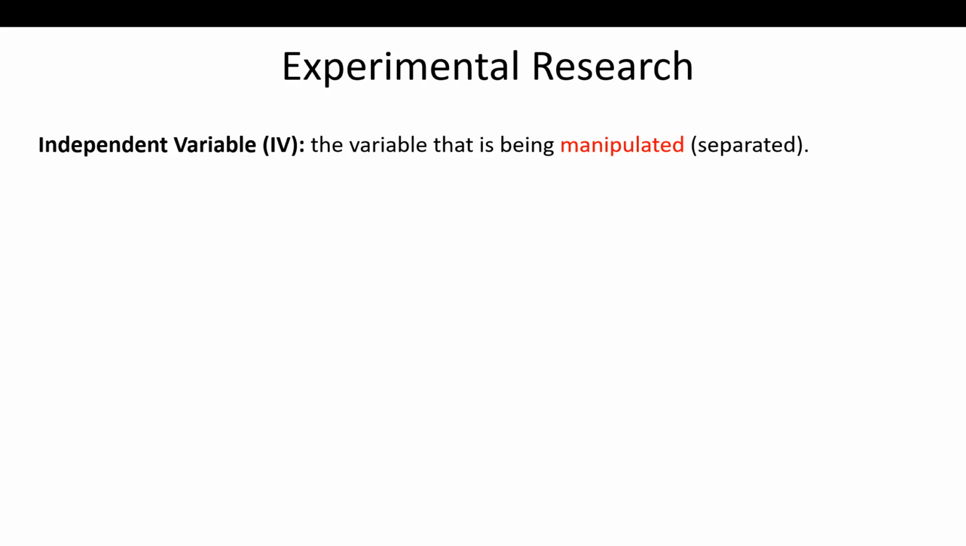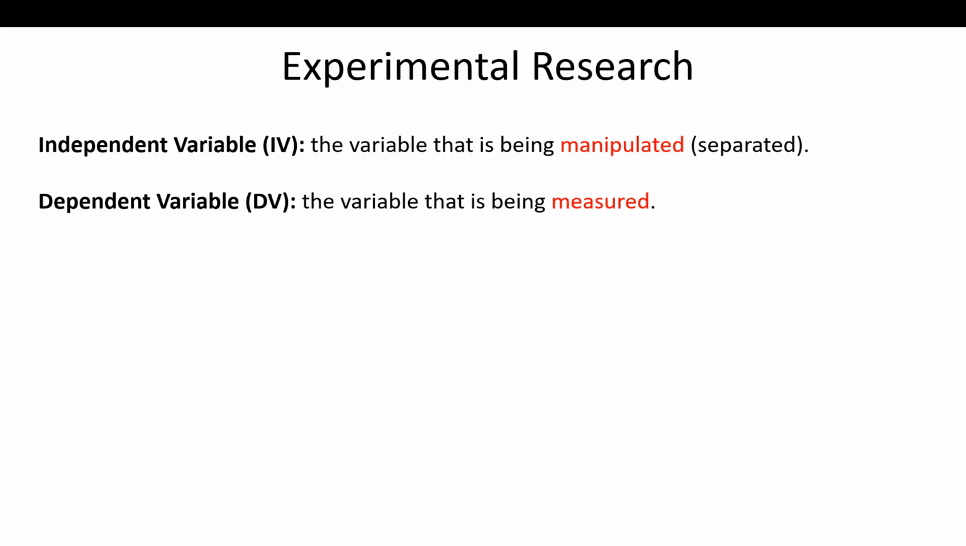And then after we have our hypothesis, we want to split our groups and manipulate our groups. And this is what we call an independent variable. An independent variable, or IV, is the variable that is being manipulated or controlled. And when we create these separate groups, we're doing so in order to test our variable of interest, which is the dependent variable. And the DV is the variable that is being measured.